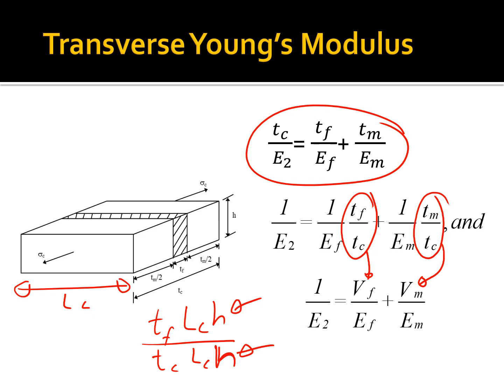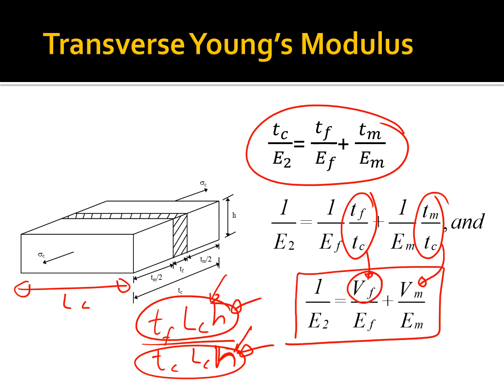So if you divide, you're multiplying both the numerator and denominator by the same quantity, but this gives you the volume, and this also gives the volume of the fiber, the volume of the composite, and hence it being the volume fraction of the fibers. So you get a reciprocal relationship which will relate your transverse Young's modulus to the Young's modulus of the fiber and the Young's modulus of the matrix and the volume fractions of the fiber and the matrix.